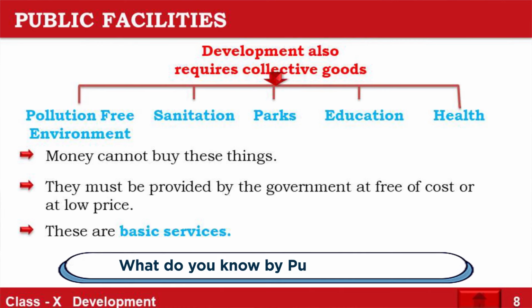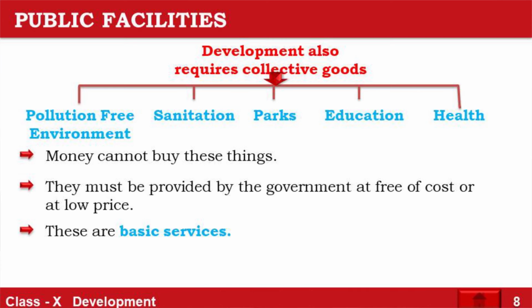What do you know by public facilities? The facilities which are provided by the government of the country to its people, and these are welfare policies. What do you mean by welfare policies? Welfare policies which are given free of cost or at a very minimum cost to the people of the country. For example, roads, metro, flyovers, clean environment, ensuring that there is no pollution, or free vaccination, which is going on nowadays, are the facilities given by the government to its citizens.